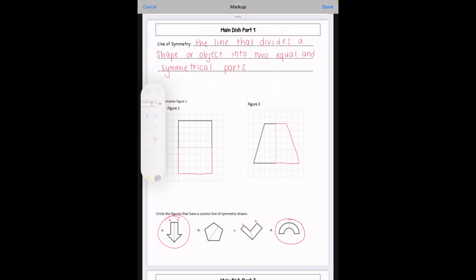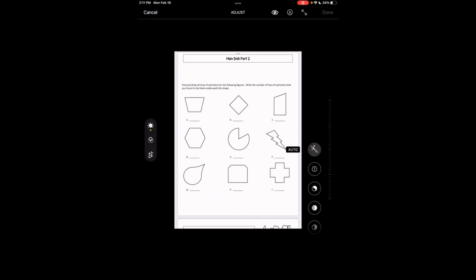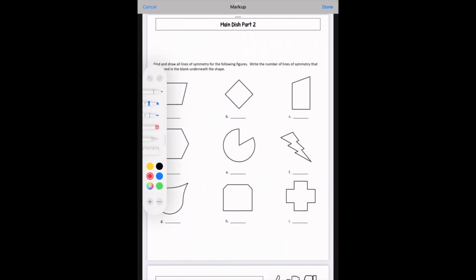Go ahead and turn to main dish part 2. The directions say find and draw all lines of symmetry for the following figures. Write the number of lines of symmetry that you found in the blank underneath the shape. So first we've just got to draw them out. You can do dotted lines, you can do solid lines, however you want to do this. If you want to use different colors to represent the different lines of symmetry, you can do that as well. I'm going to do A and B with you, and then you'll be able to do the rest on your own.